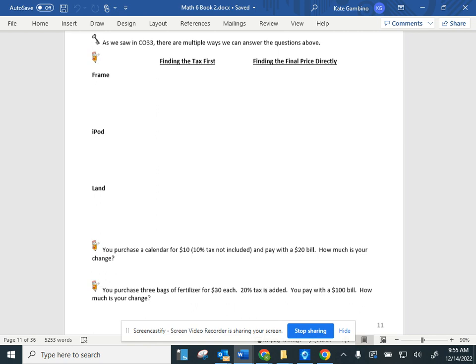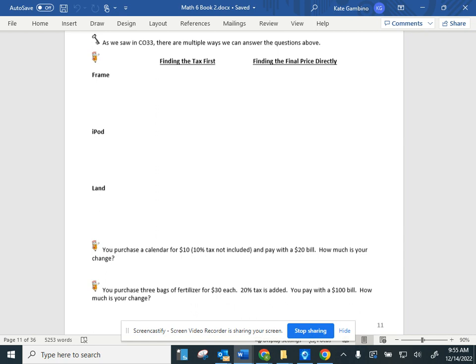So today I'm just going to do finding the tax first for all three of them. And then I'll do finding the final price directly for all three of them. So we're just going to practice one way 3 times, and then we're going to practice the other way 3 times. In a row? Yes.